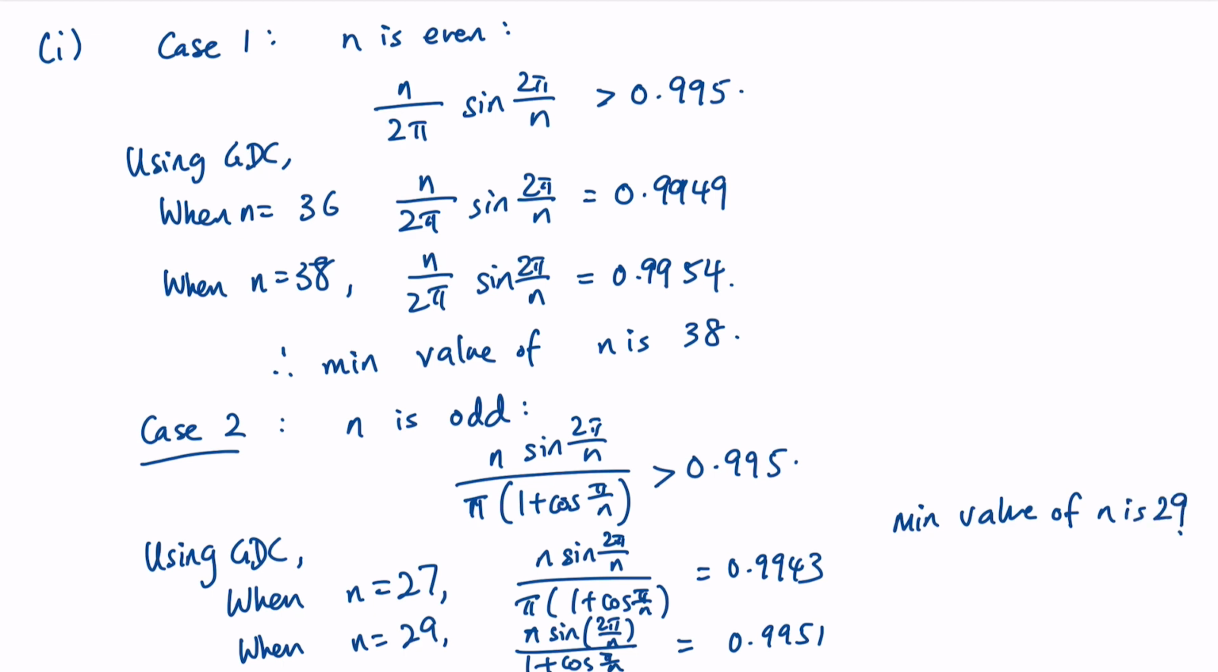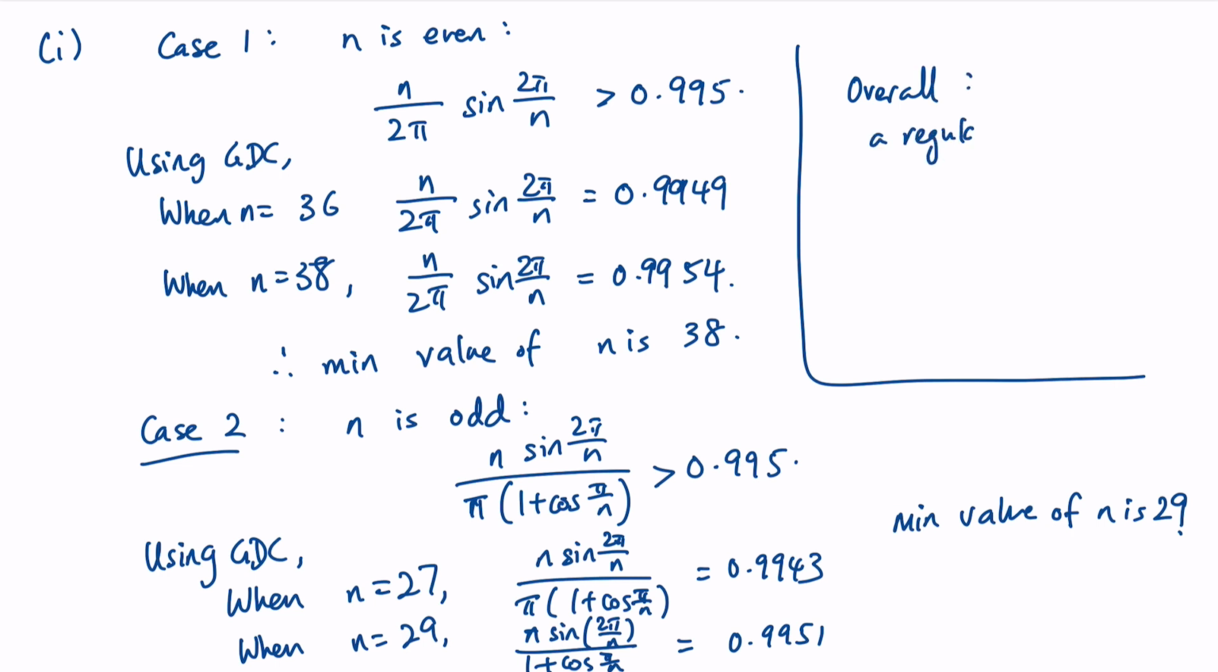As you can see, the minimum value of n overall is 29. So the overall answer: a regular 29-sided polygon has compactness more than 0.995. Therefore, that's the least value of n.